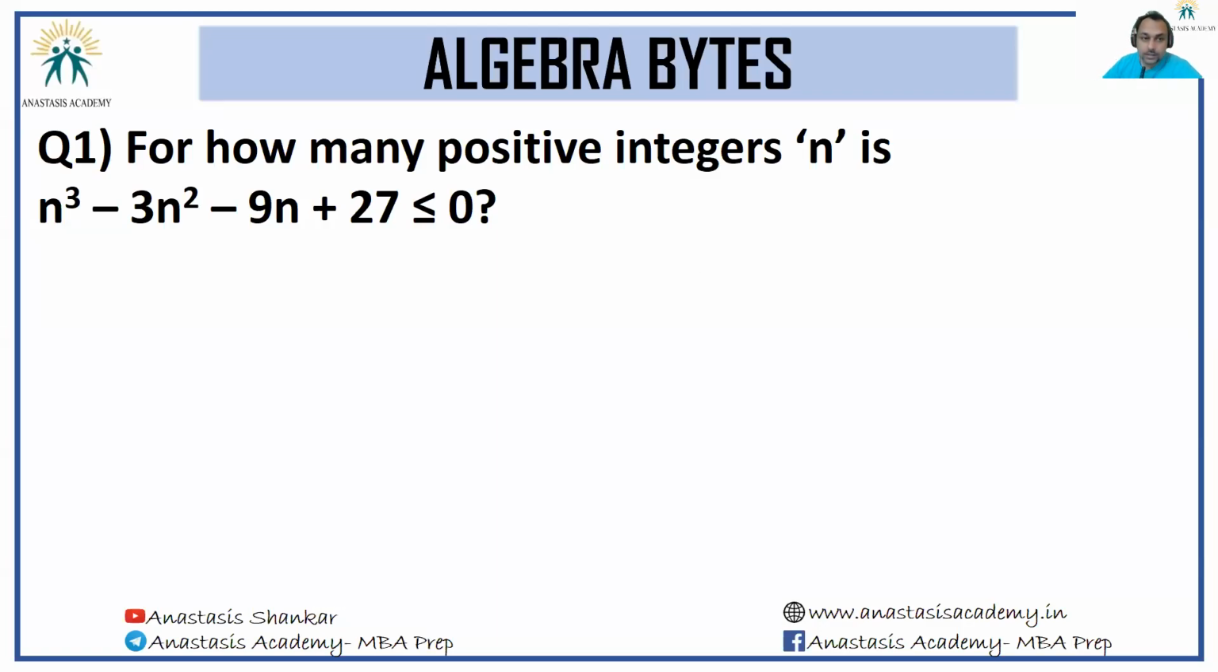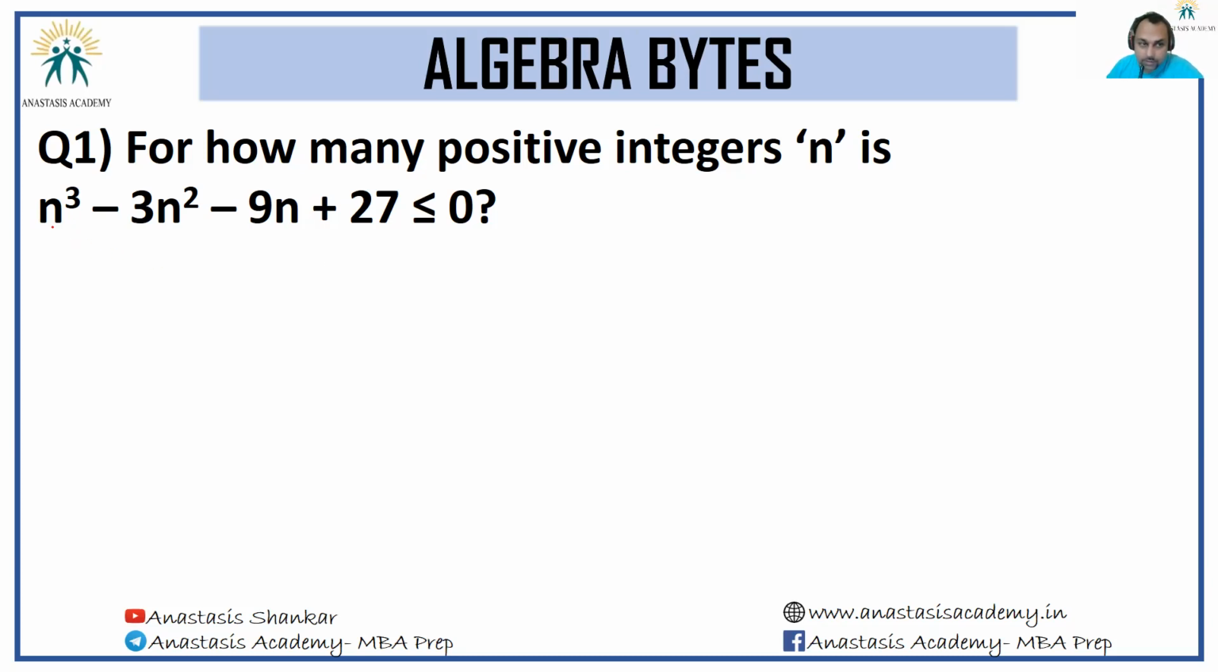Let's look at these questions now. For how many positive integers n is n cube minus 3n square minus 3n plus 27 less than or equal to 0? Of course, again, a cubic expression, we don't know how to solve it. So we plug in values.